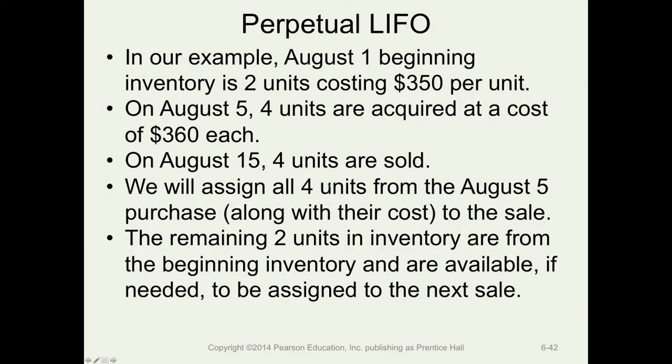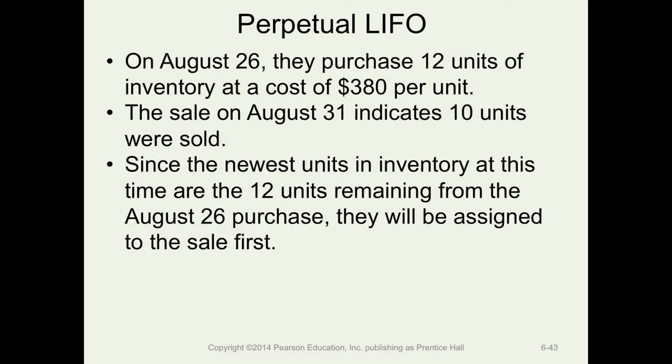Now, here's our example again, and we don't necessarily need to repeat this. August 1st, we have the beginning inventory, with the August 5th purchase and the August 15th sale. Now, of course, the allocation will change. We also know that on August 26th, we purchased 12 units with 10 units sold, not necessarily those 10, but we'll see when we look at LIFO which units were sold.